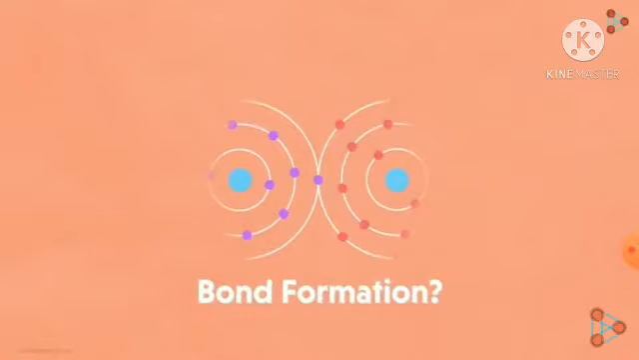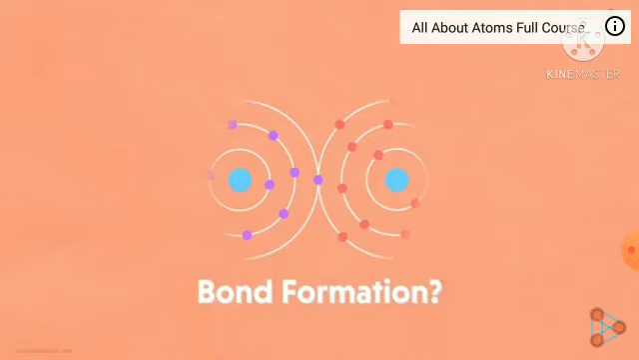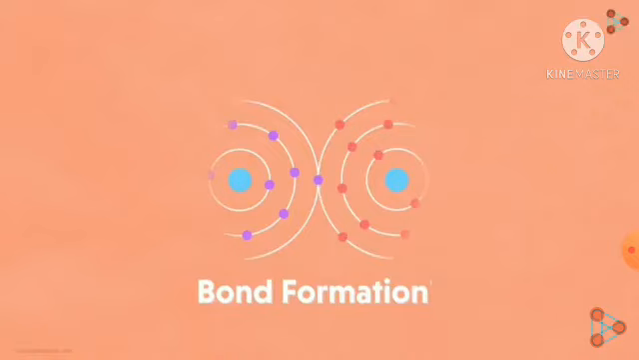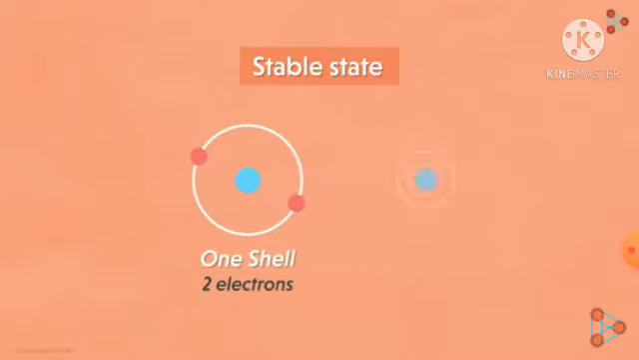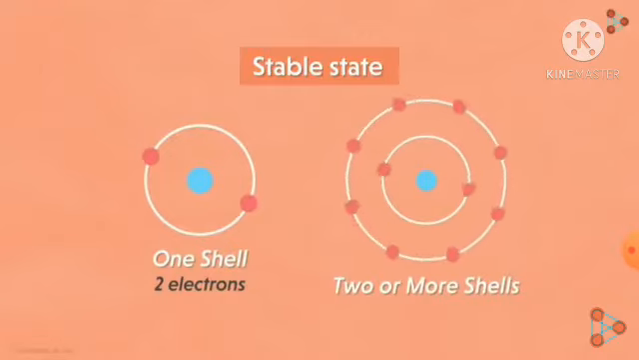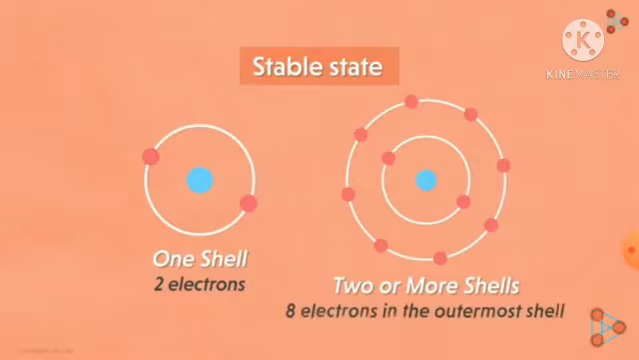Yes, it takes place because atoms are always in a constant struggle to reach the stable state. And what is this stable state? Well, if the atoms have only one shell, then the stable state is achieved when 2 electrons are present in it. And if the atom has 2 or more than 2 shells, then the stable state is achieved when the outermost shell contains 8 electrons. It's called an octet.